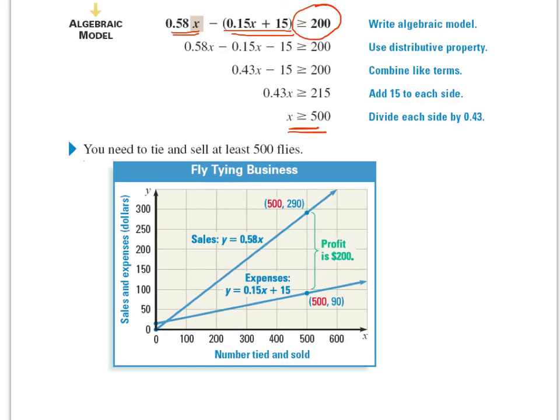On the graph, notice, so the one line is the sales there, that one, right, the 58 cents times every fly, so that's the income. And then what you're paying is down here, that's what you end up spending. So notice, as soon as you get past there, you should be making a profit. But you want to make at least $200, so that's where the profit is, 200 or more.